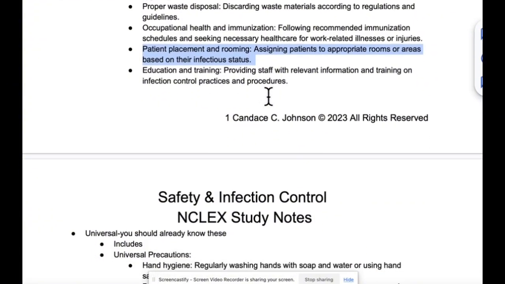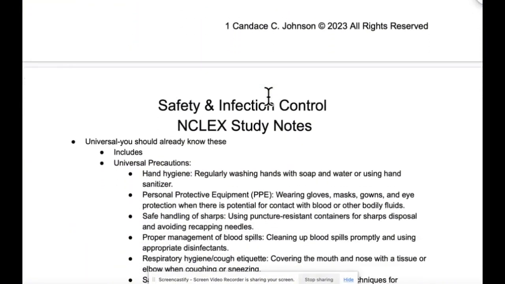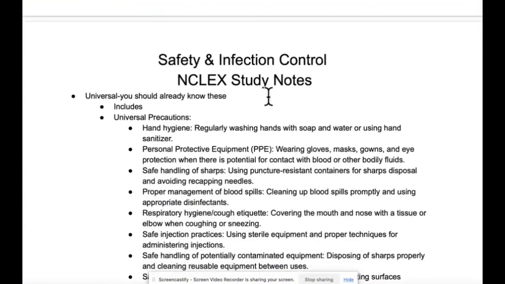All right, education and training. So, very much a part of safety and infection control and standard precautions means that we need to update nurses regularly, right? And at all levels, we need to update regularly to make sure that infection control practices and procedures are being followed.